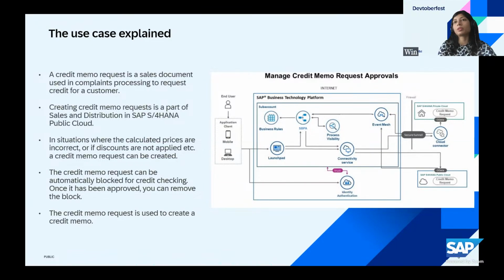For example, you can have an internal approval in S/4HANA, or you can have an external approval. As of now, we want to trigger an external approval where the approver goes to BTP and approves it. It's not an internal S/4 approval. And the credit memo request is also used to create a credit memo.